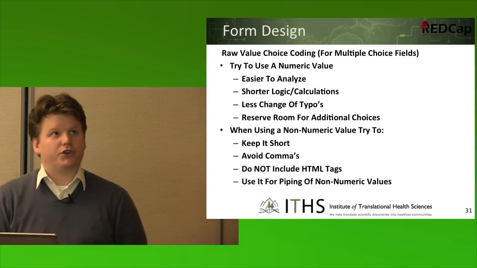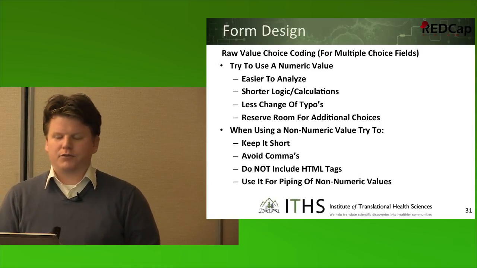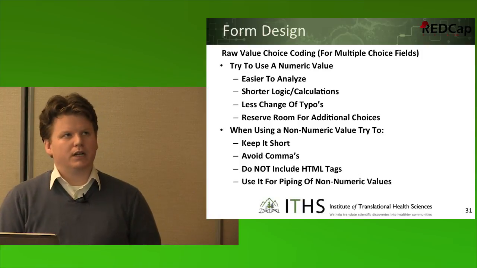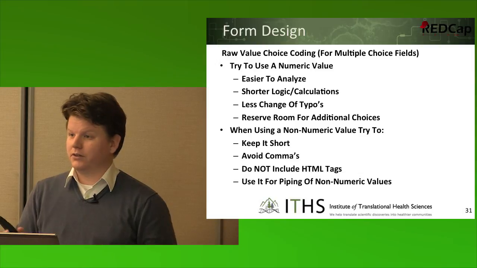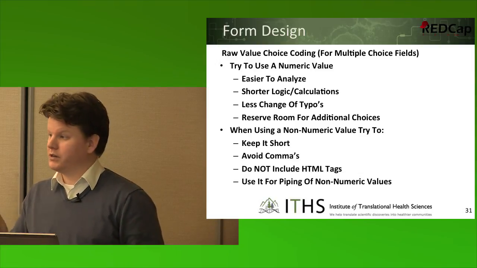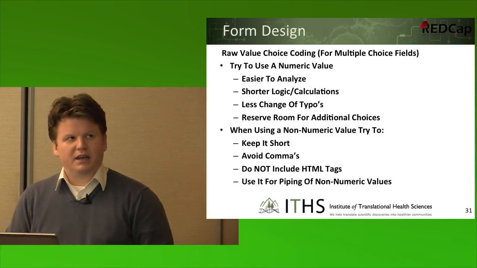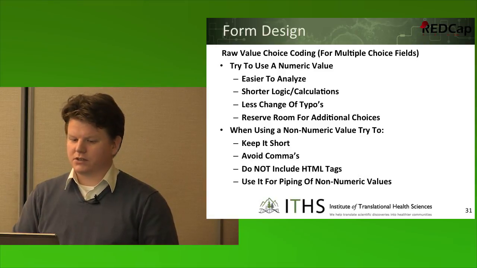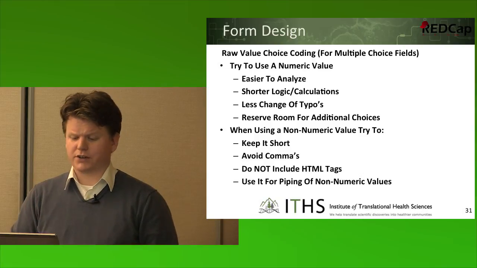Raw value choice coding for multiple choice fields. So if you have a structured form like a drop-down or a radio button or a checkbox, you can potentially use whatever you want in there. You can call your raw label green 52 if you want. However, try to use a numeric value. They're easier to analyze. You can calculate with them and do statistical analysis on it easier. It allows for shorter logic, easier calculations.